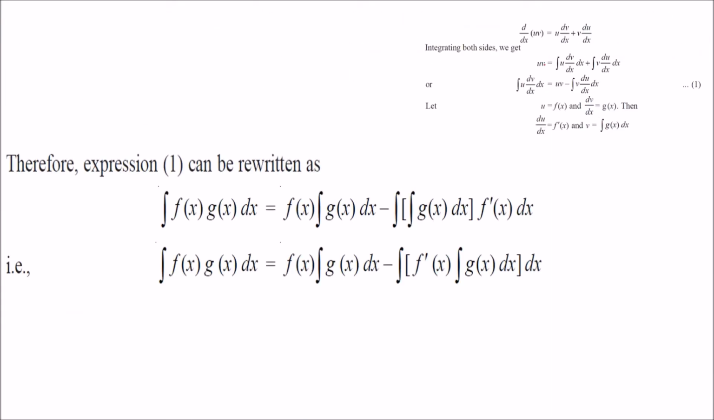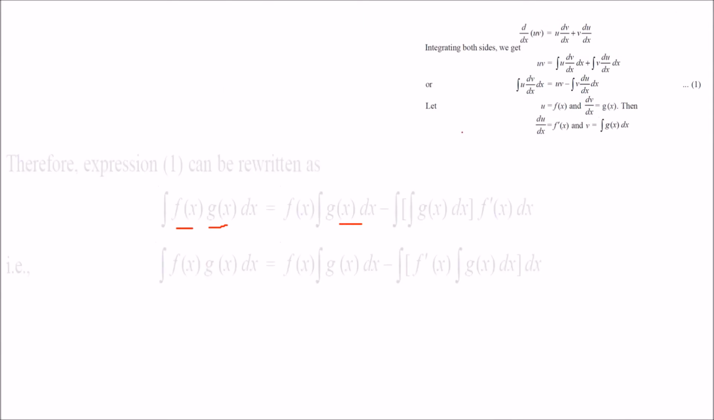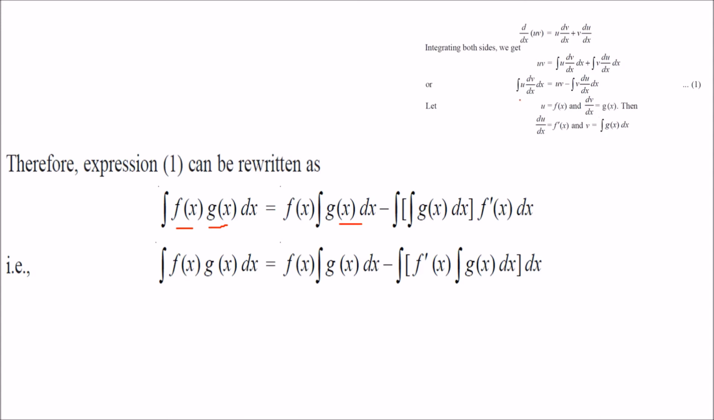Now, because there are two different functions, fx and gx, this can be rewritten as fx integration of gx dx, and then minus integration. I am just putting these values here. So fx, this is nothing but u. U is fx. V is what? V is integration of gx dx. This is v minus integration of v. What was v? V is nothing but integration of gx. This is v. And what is du by dx? This is f dash x. And then dx remains.